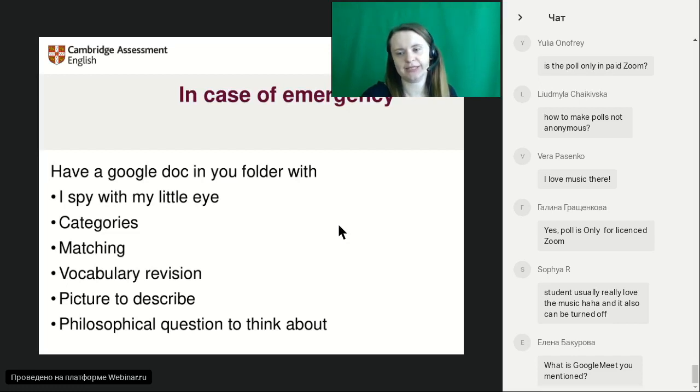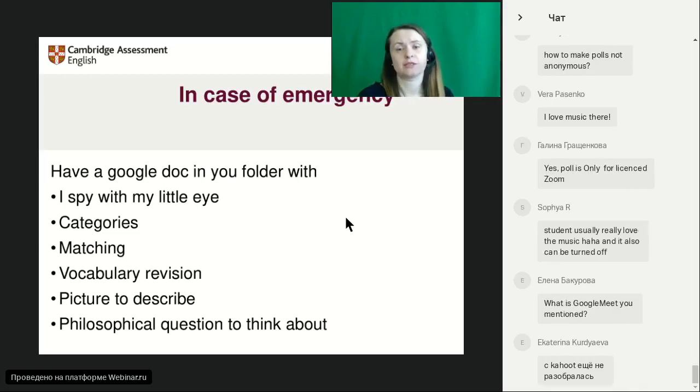Yeah, Google Meet is a platform for conferences, so you can meet there. It's like Zoom, but it doesn't have all the tools that Zoom provides. So you can only talk to each other, you have a chat, and that's it. But in case of emergency, Google Meet can be really helpful. It doesn't have any breakout rooms, so it's basically just for talking.